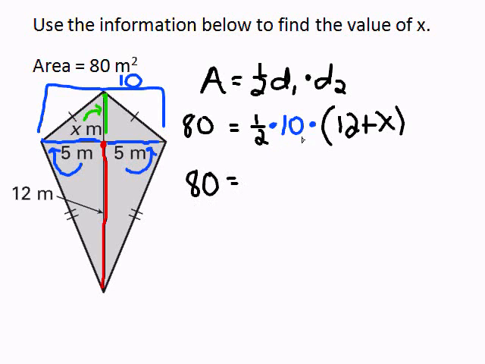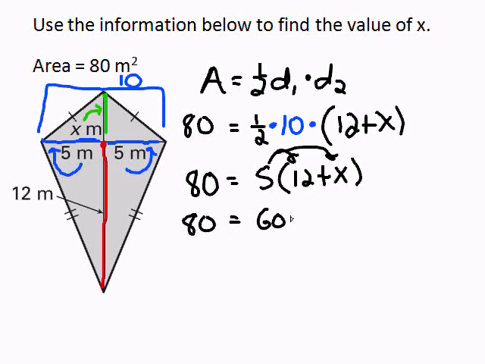Let's see if we can solve it. 80 equals 1/2 of 10. Well, half of 10 is 5, times 12 plus x. Now, we haven't solved a problem like this in a while, but in order to get x by itself, you notice it's trapped in the parentheses. We need to distribute the 5 first. So we get 80 equals 5 times 12, which is 60, plus 5x.